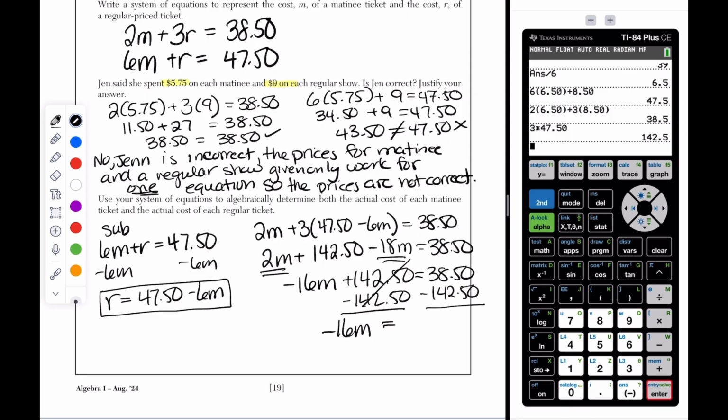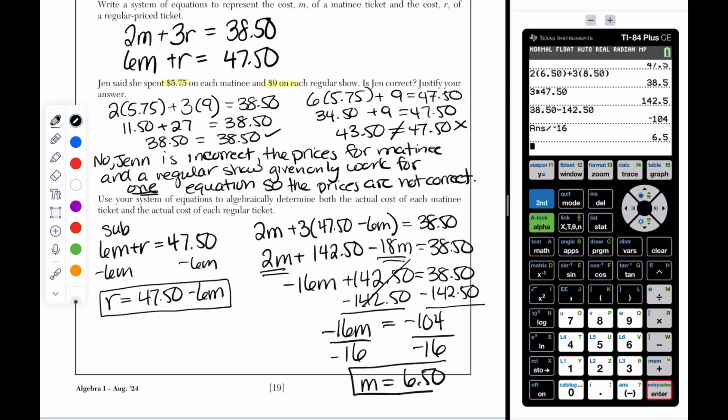And you're going to use your calculators for this. 3850 minus 14250, and you're going to get negative 10400. And now let's divide both sides by negative 16. And we get m is equal to 650. So that was the same answer we had before when we checked our work.